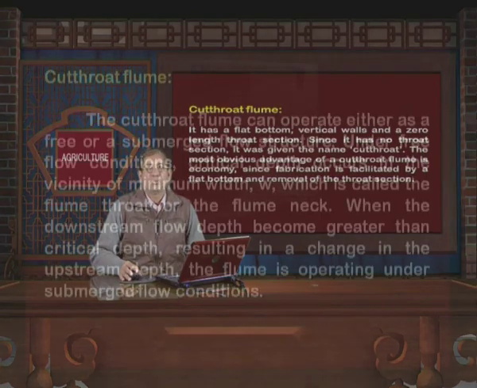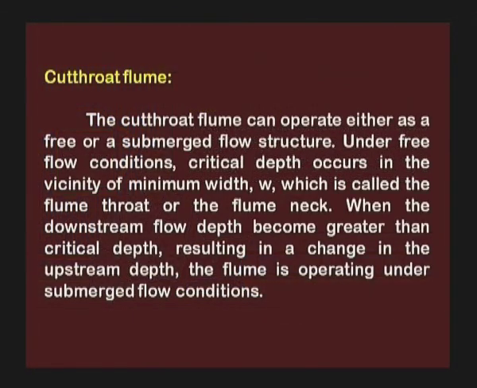with a cut throat flume. The cut throat flume can operate either as a free or a submerged flow structure. Under free flow conditions, critical depth occurs in the vicinity of minimum width W, which is called the flume throat or the flume neck. When the downstream flow depth becomes greater than critical depth, resulting in a change in the upstream depth, the flume is operating under submerged flow conditions.